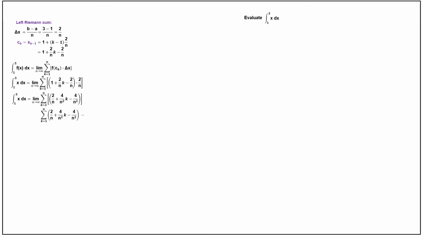We now write the definition of definite integral as the limit of the Riemann sum. We replace c sub k with the expression above and delta x with 2 over n. Before calculating the limit, we have to evaluate the summation. Evaluating the summation is usually the hardest part. After applying the summation formulas and simplifying the n's, we can calculate the limit. Pay attention.